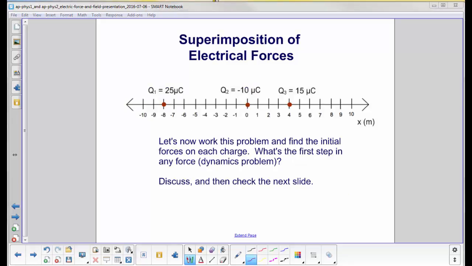Now it's time to work the problem. The problem is to find the initial force on each one of these charges. What's the first step in any force or dynamics problem? Discuss and then check the next slide.